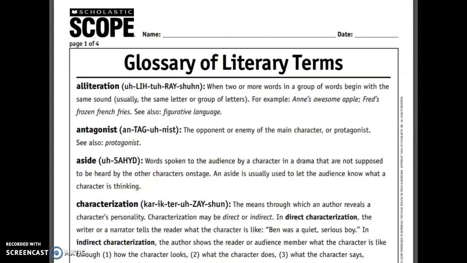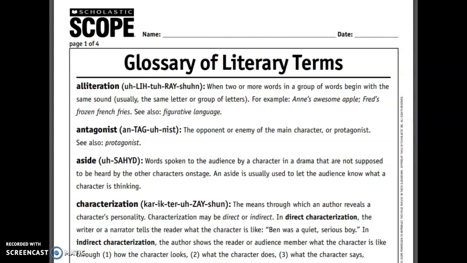The first term is alliteration. Alliteration means when two or more words in a group of words begin with the same sound, usually the same letter or group of letters. For example, Anne's awesome apple, Fred's frozen French fries. That's a type of figurative language.